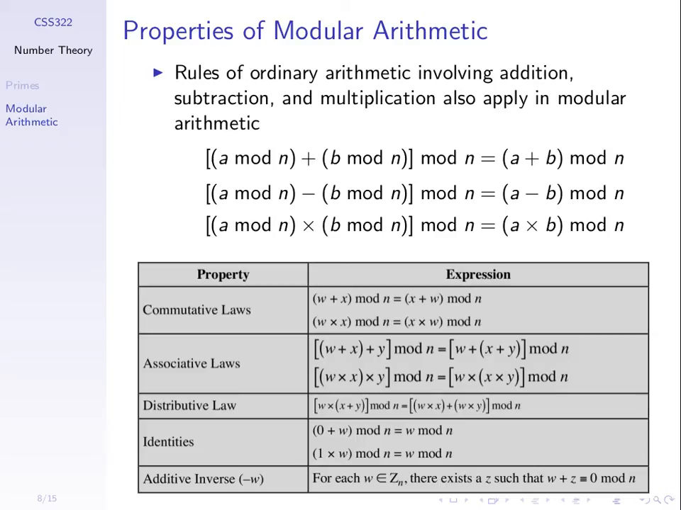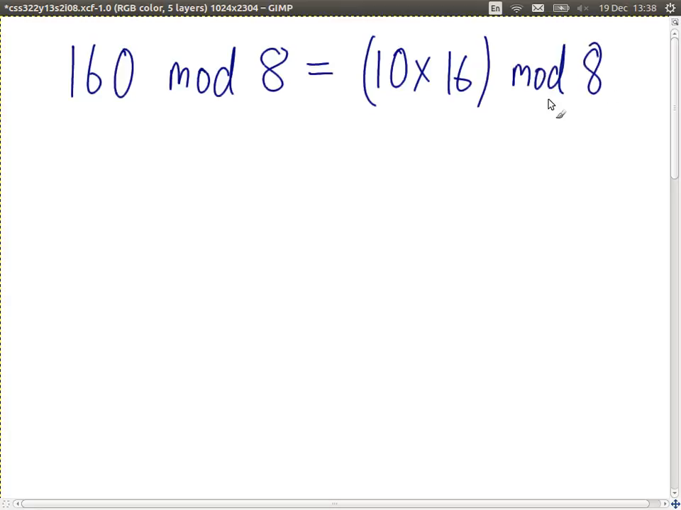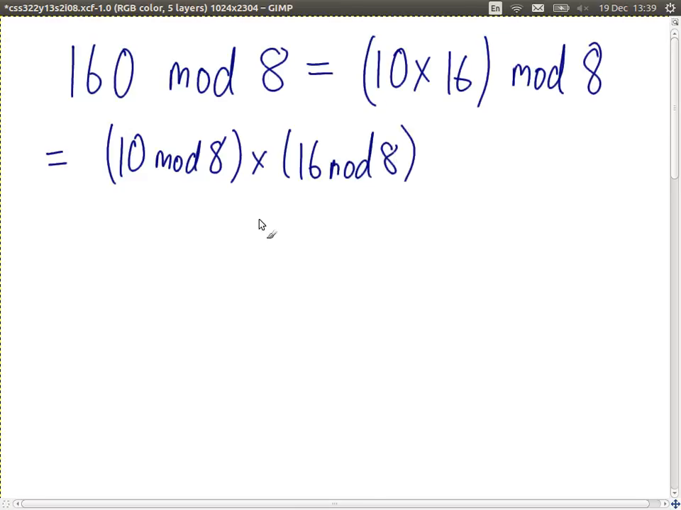Let's find two factors of 160, A and B, and then mod those values to simplify the numbers we're dealing with. What are two factors of 160? There are multiple factors, but two numbers multiplied together to get 160, easy ones. 10 and 16, okay. 10 times 16 is 160, which is the same as, using our laws, 10 mod 8 times 16 mod 8, all mod 8.